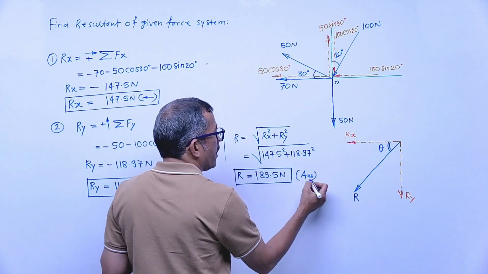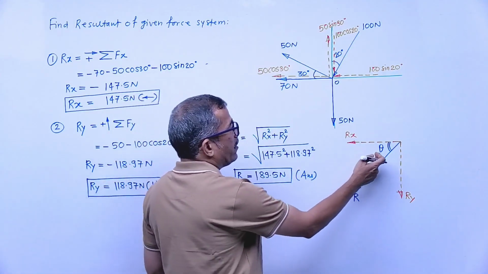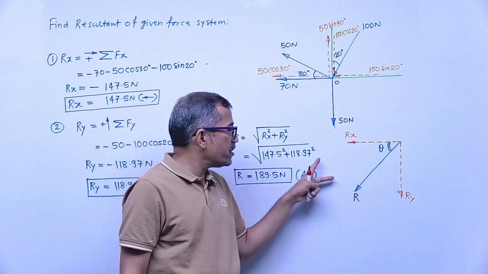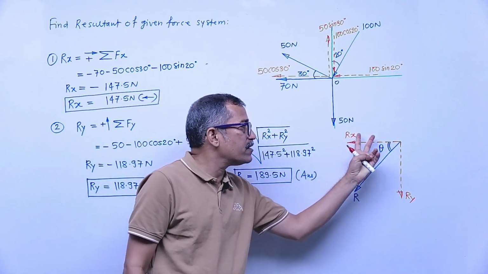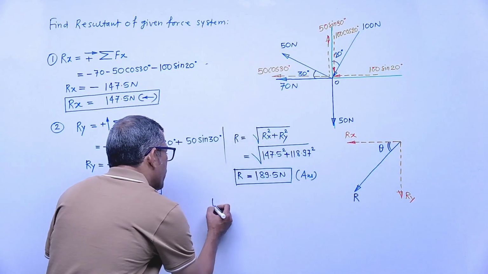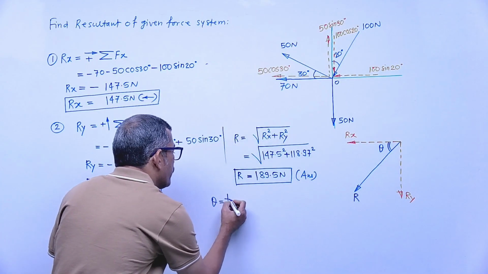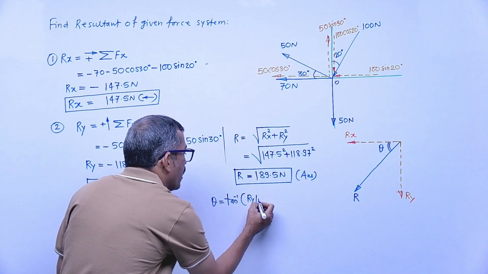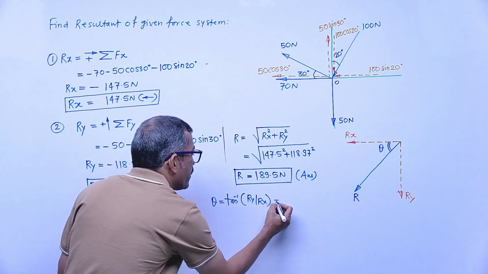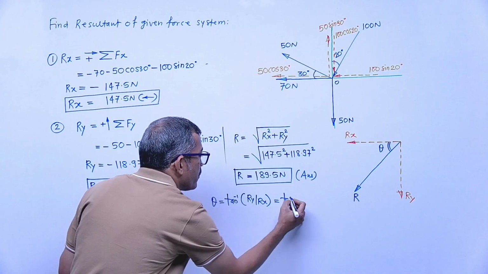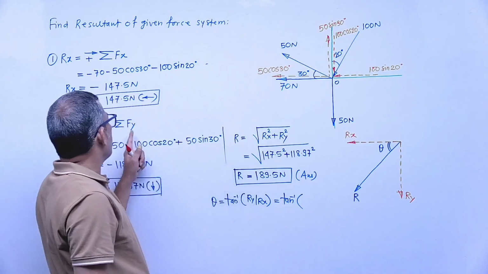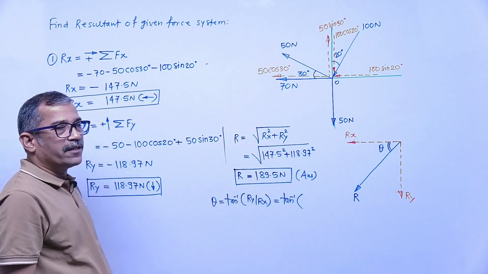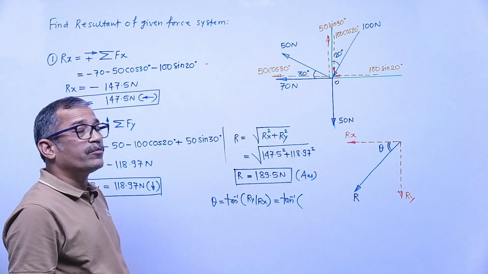Okay, how will we find the angle theta? Tan of any angle is opposite upon adjacent. So what is the opposite here? Ry. The adjacent is Rx. Means theta equals tan inverse of Ry upon Rx. We have already considered the negative signs and represented the directions. Therefore, whenever we find the angle theta, we substitute positive values only.